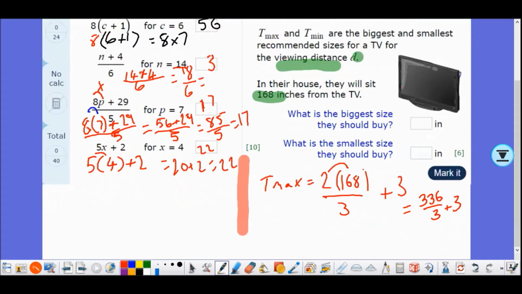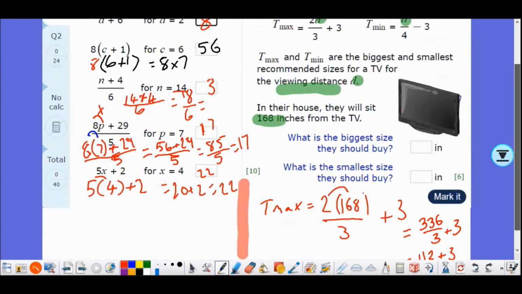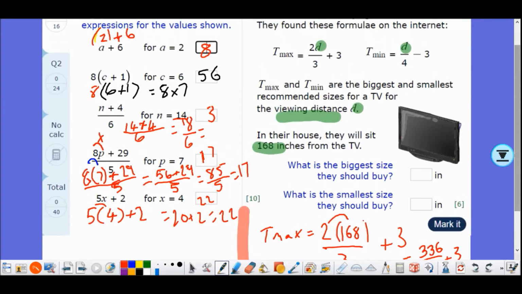So remember, as I go to each of these stages, I'm simplifying the equation each time. Okay, so my T max is going to equal, simplified by divide by 3. Okay, so 3 goes into 3 once, 3 goes into 3 once, 3 goes into 6 twice, plus 3, which equals 115. So my maximum, what is the biggest size it should be, is going to be 115 inches.